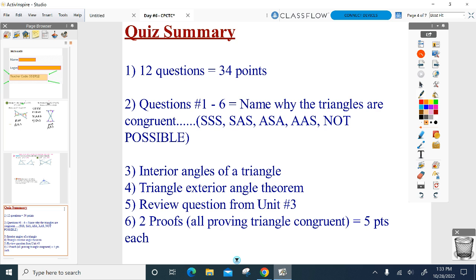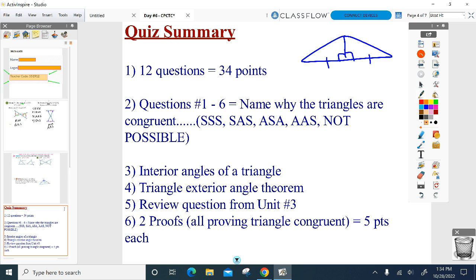The first 6 questions, I'm going to mark up a diagram. We did this the day we did side-side-side and side-angle-side notes. Remember, I gave you 2 triangles, I marked it up, and I said, are they congruent? If they are, give me the method. So the first 6 questions are just like that. And "not possible" might be a method. They might not be congruent. All right, so those are the first 6.